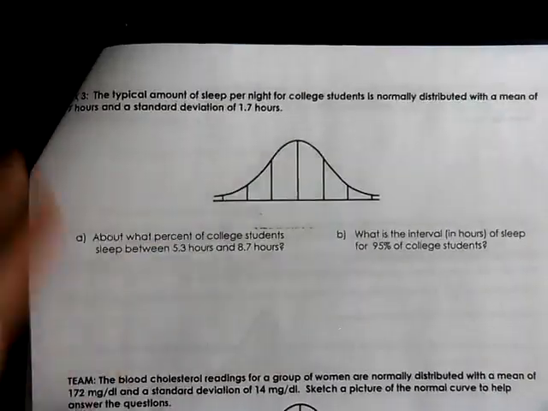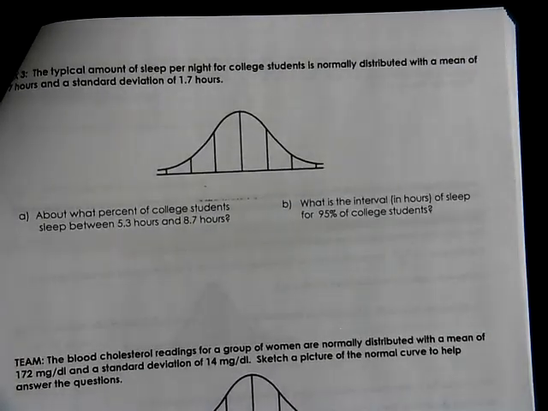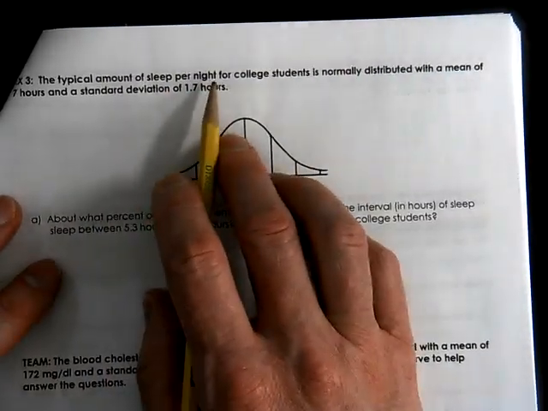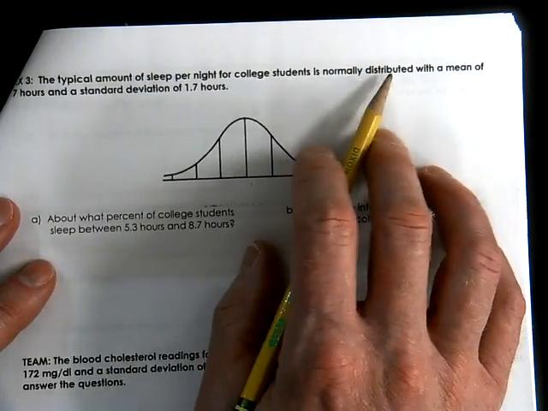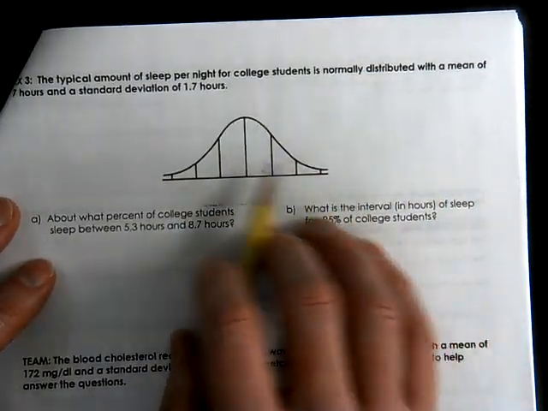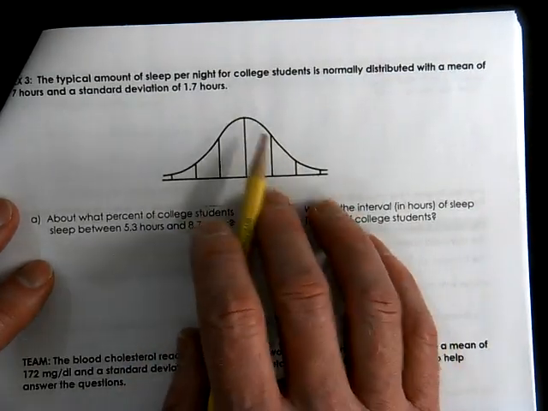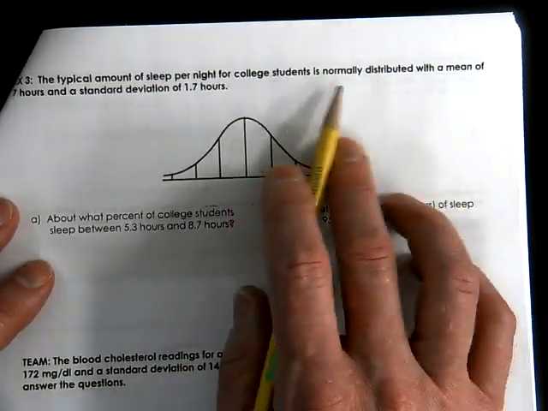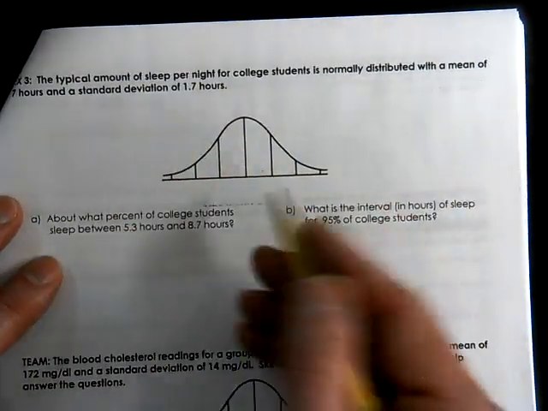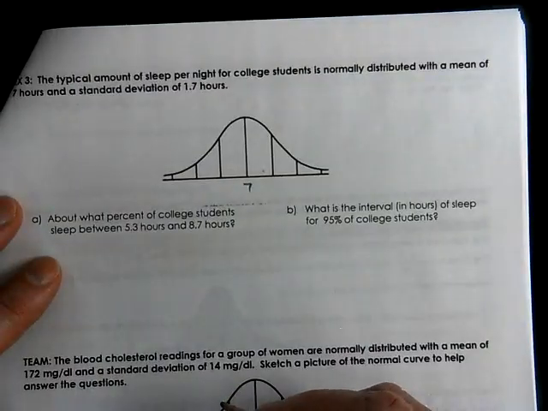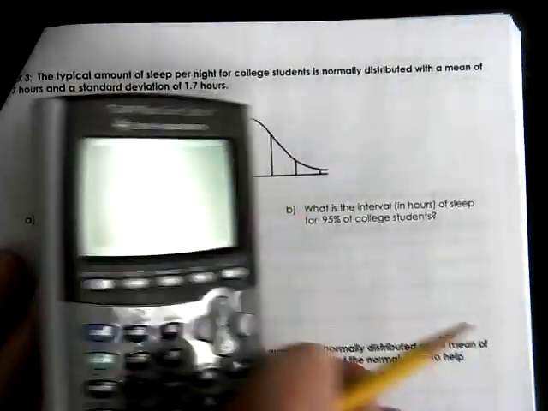And then a little bit more of the same. A typical night's sleep for a college student is normally distributed. Normally distributed is telling you it's following this bell curve. That's what allows us to use this data, because it is normally distributed. That's why they tell you that. With a mean of 7 hours, so the 7 goes in the middle. With a standard deviation of 1.7.